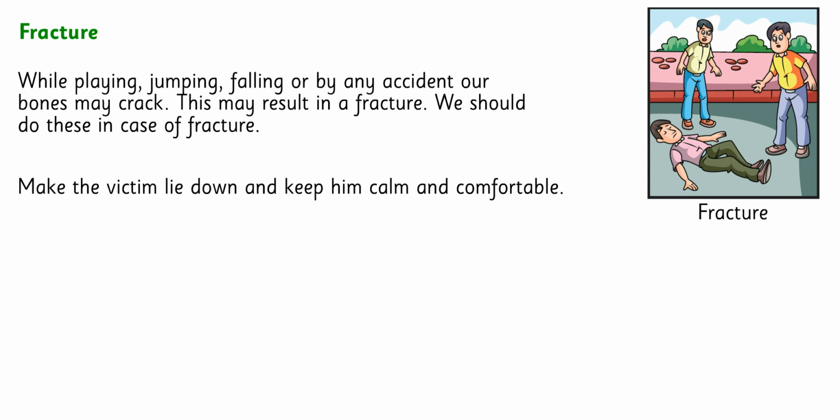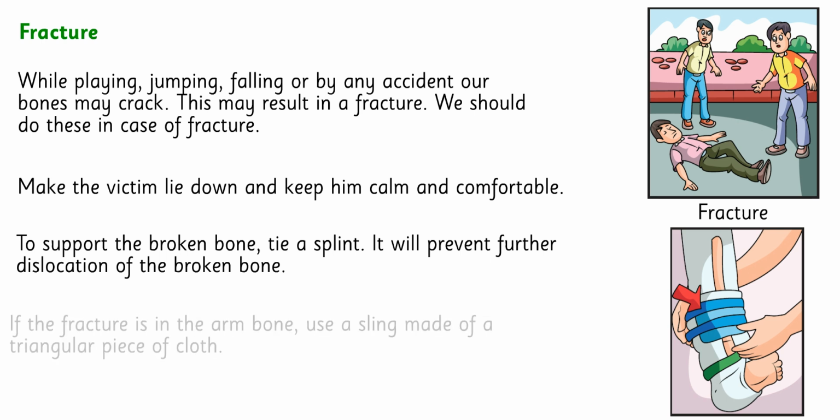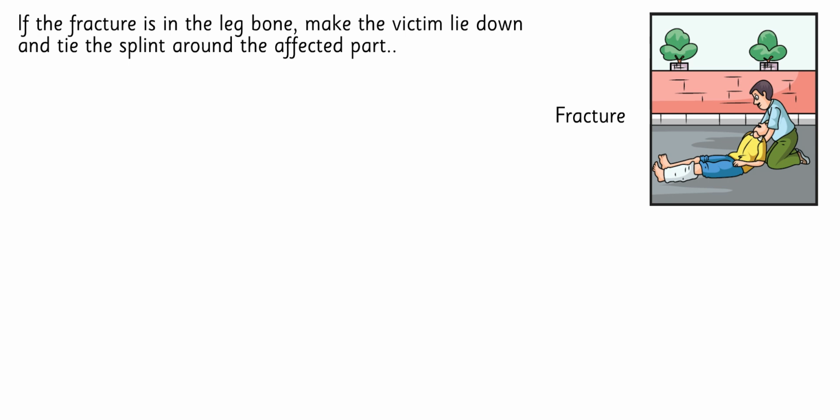Make the victim lie down, keep him calm and comfortable. To support the broken bone, tie a splint, which will prevent further dislocation of the broken bone. If the fracture is in the arm bone, use a sling made of a triangular piece of cloth. If the fracture is in the leg bone, make the victim lie down. Tie the splint around the affected part. Take the victim to the hospital on a stretcher.